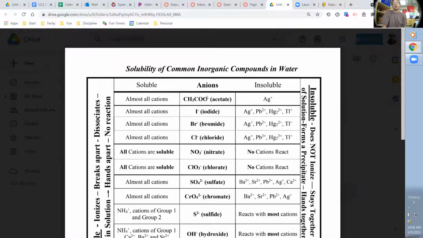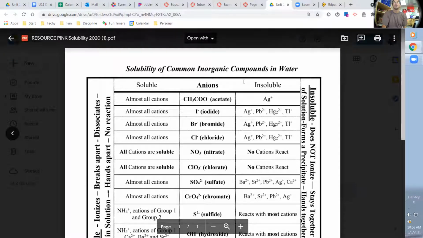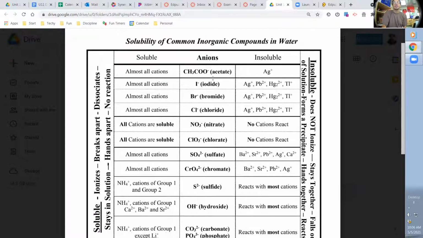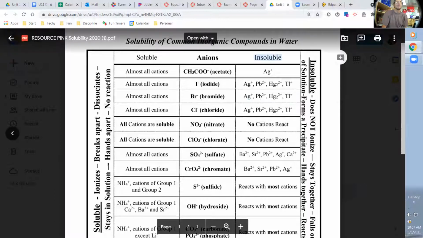So the directions, again, are this. This chart tells you which compounds are soluble and insoluble. The way it works is you should first look at the anions in the middle, and whichever anion you're working with. For example, if we're looking at bromide, you should take a look at that, and then ask yourself, what is bromide connected to in the formula? Well, if it's silver bromide or lead bromide or mercury bromide or titanium bromide, that means that molecule is insoluble and will not break apart in water.